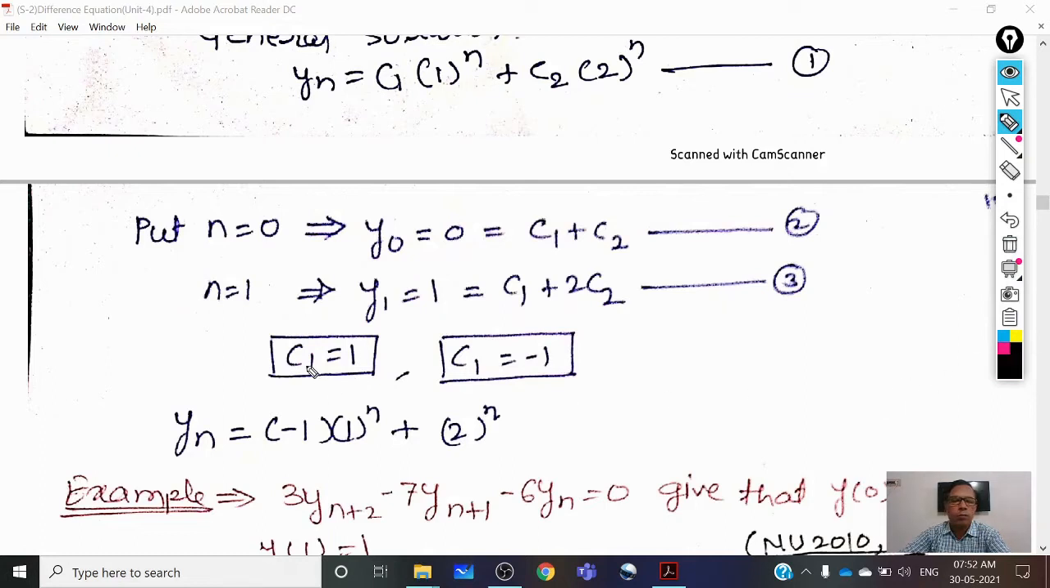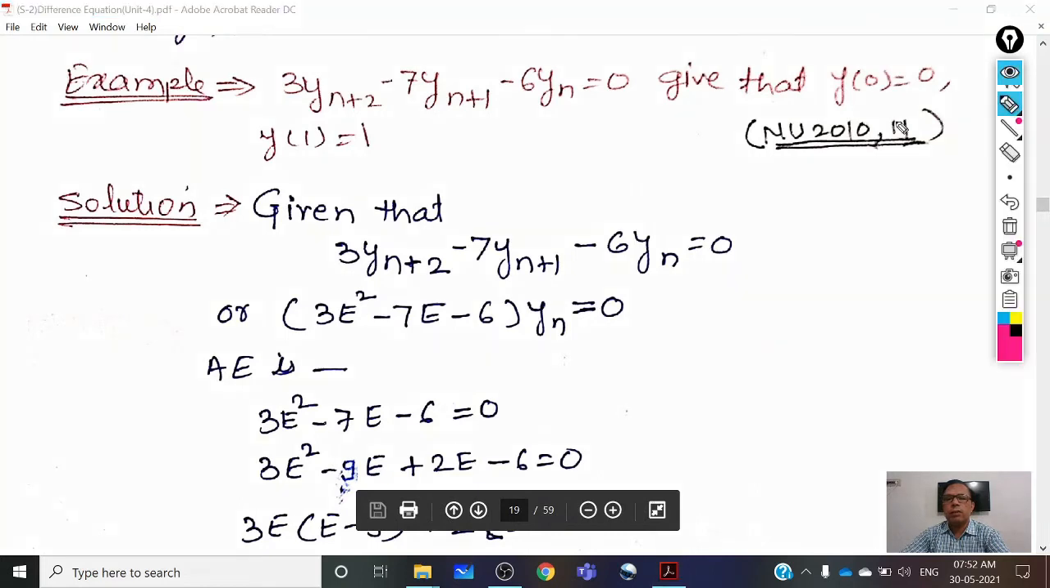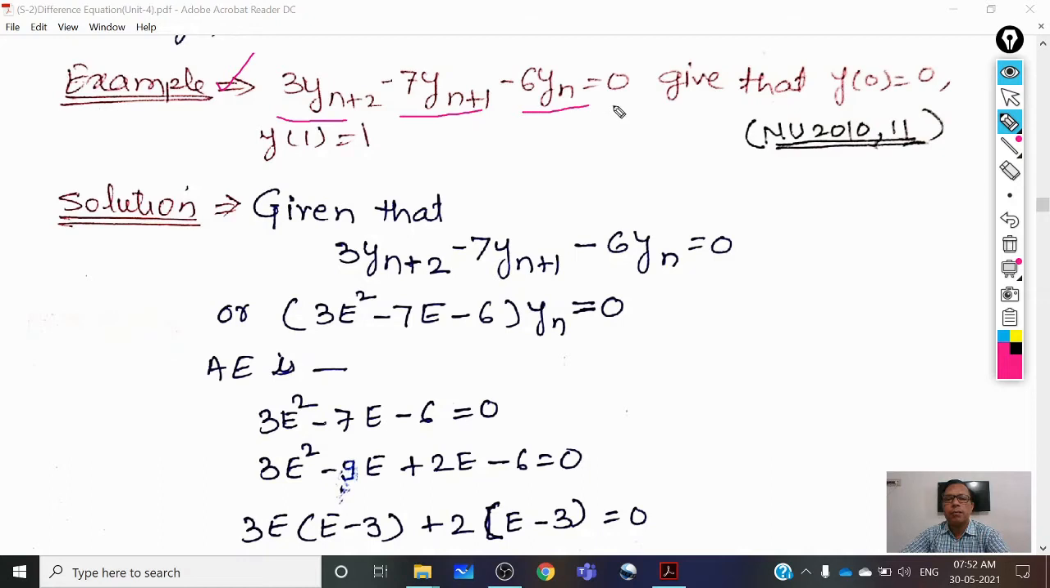So c1 equal to minus 1 and c2 equal to 1. Putting these values in equation 1, the solution becomes yn equal to minus 1 into 1 power n plus 2 power n, which is the final answer. So the next question is 3 yn+2 minus 7 yn+1 minus 6 yn equal to 0, given that y0 equal to 0 and y1 equal to 1.